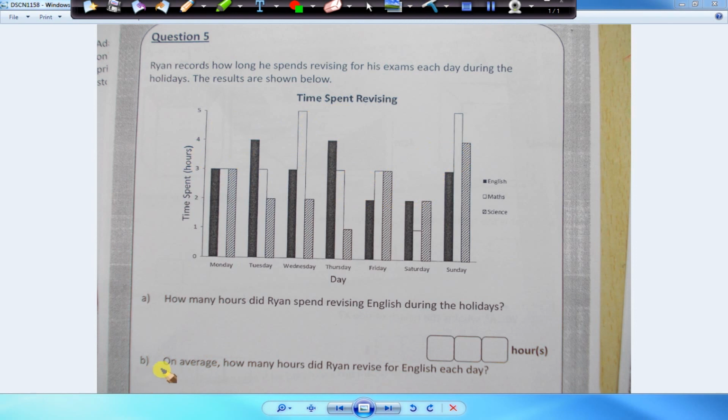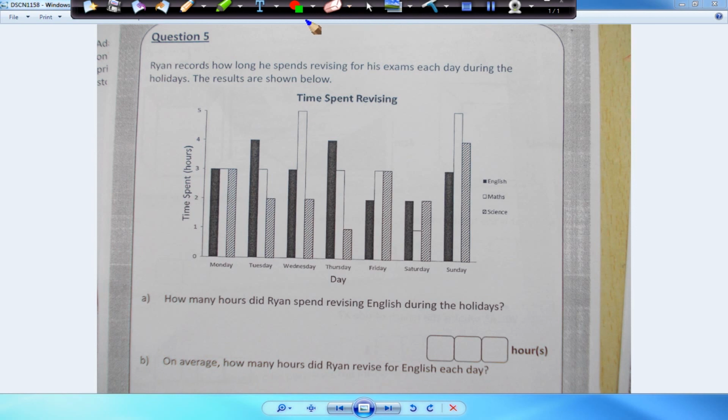Good. Question B. On average, how many hours did Ryan revise for English each day? Now, I need to use the values that we just had. What was the value that we just had? 21. 21 hours of the week. And how many days are counted here? 7 days. So 21 divided by 7. So that will give us for B, he revised an average of 3 hours per day. Okay? So we use the previous answer of 21. That's the total divided by the number of days. 21 divided by 7 is 3. Done. Okay, let's clear that.